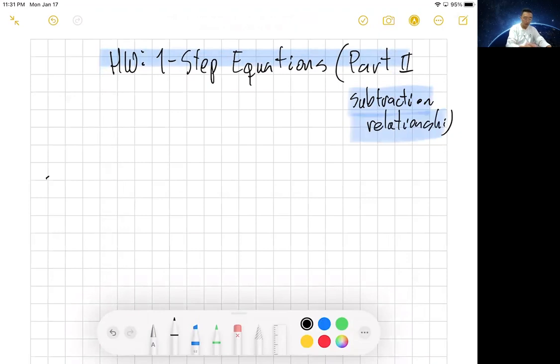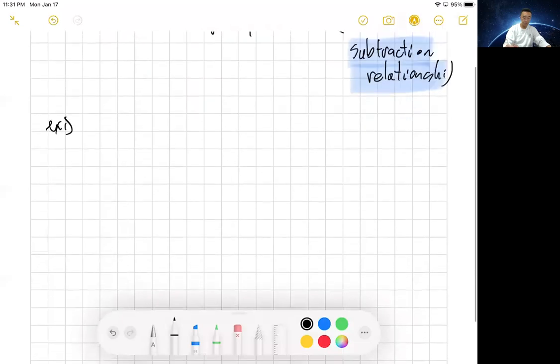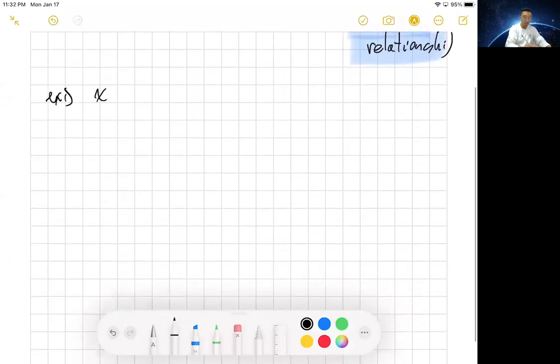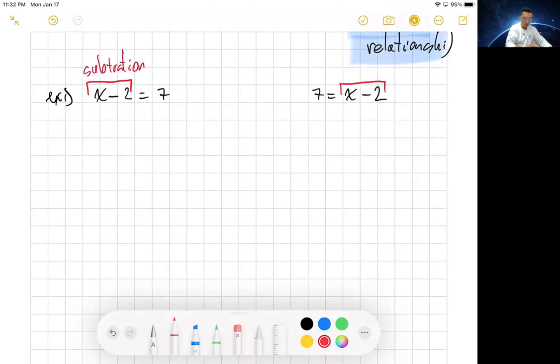This means that, example number 1, you got x minus 2 equals 7. Or you can have it on the other side, 7 equals x minus 2, okay? They're the same thing. It doesn't matter whether the x is on the left or the right. Again, what relationship is this? Well, this is a subtraction relationship, right?